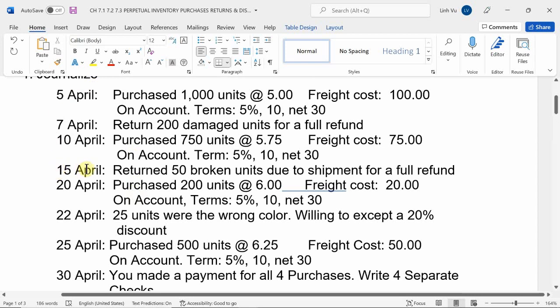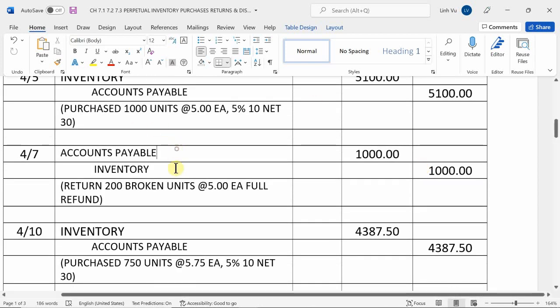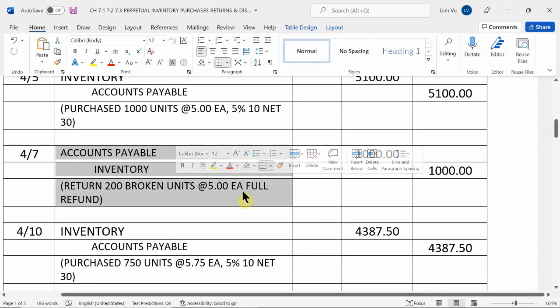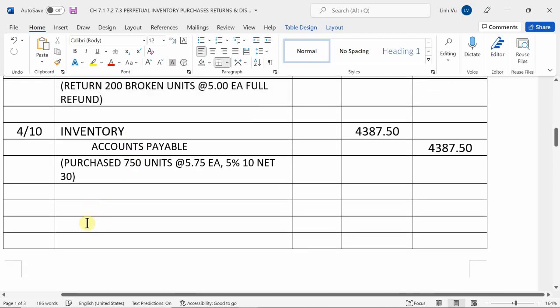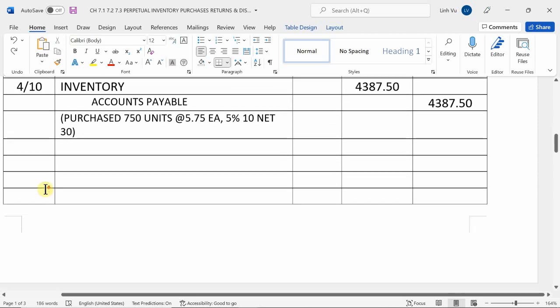So then April 15, we end up returning 50 broken mugs due to shipment, for a full refund. So I end up returning 50 broken units due to shipment. Accounts payable is debited, how much? $287.50. Yes, that's good. And then inventory is credited that.